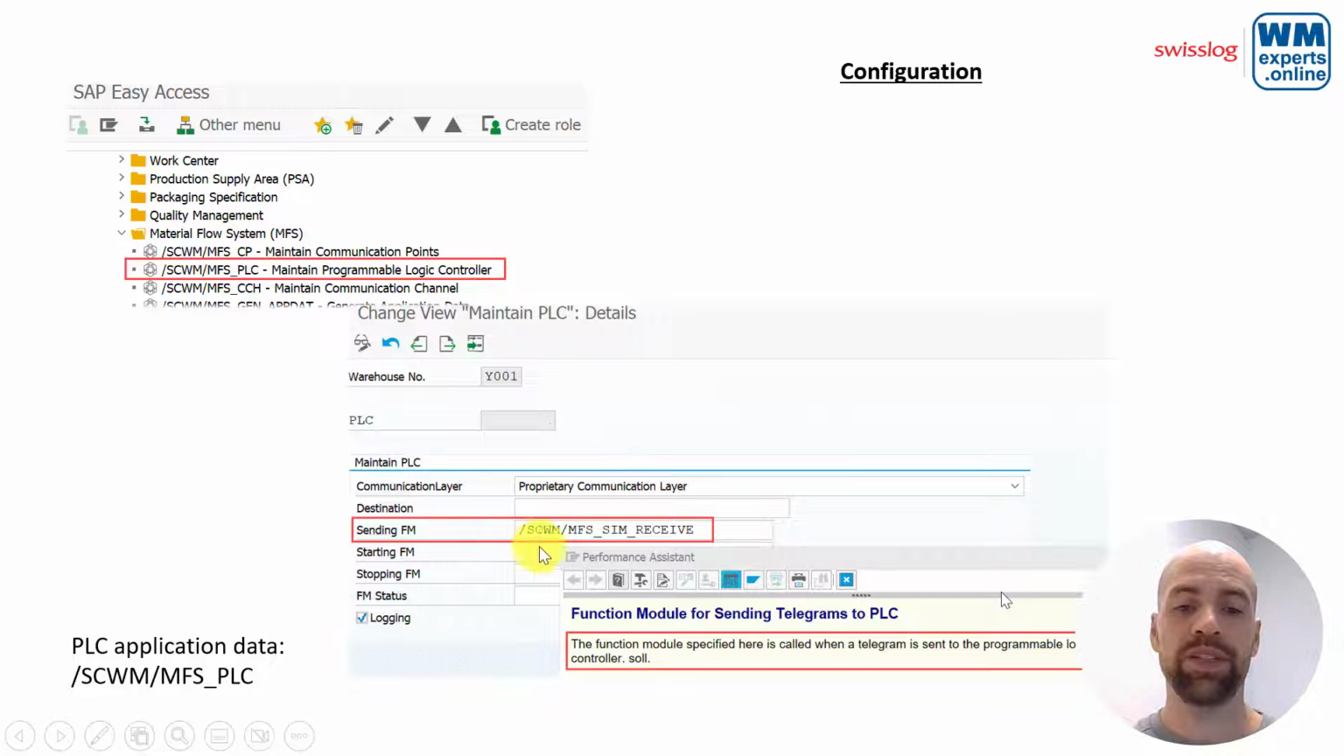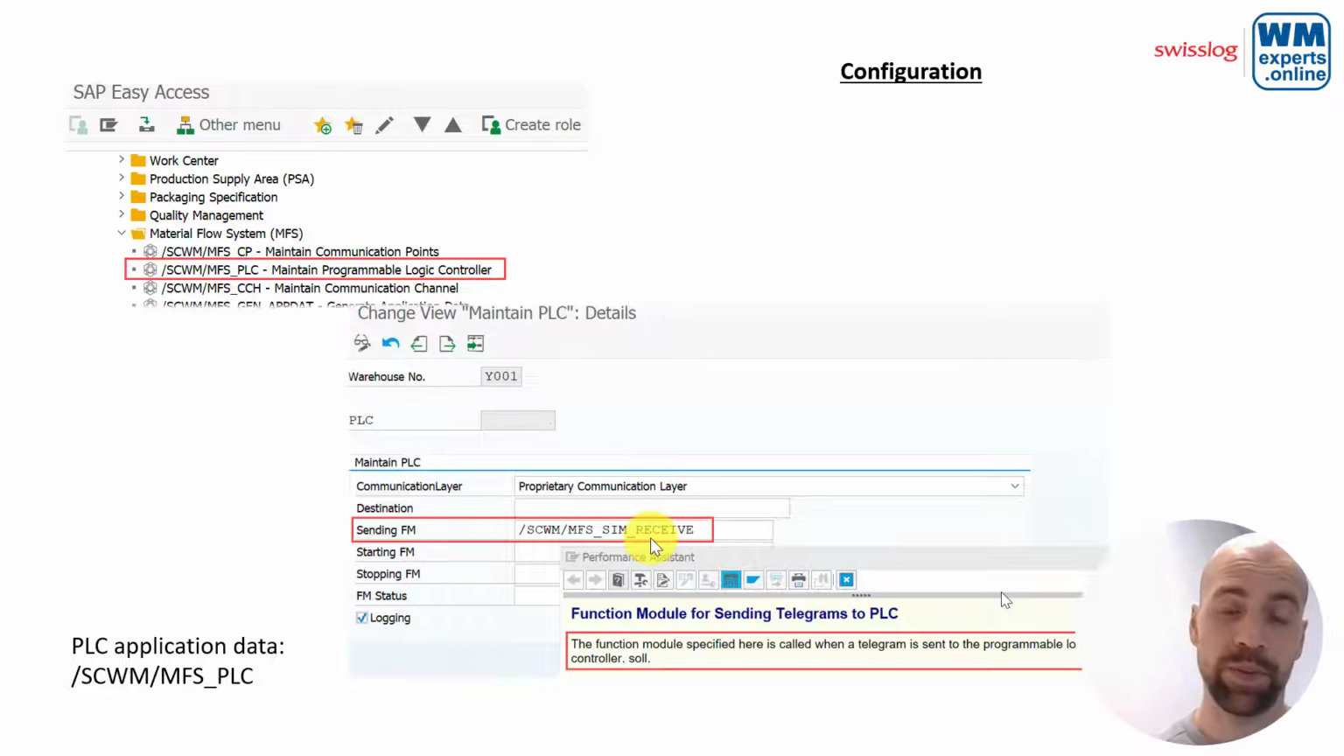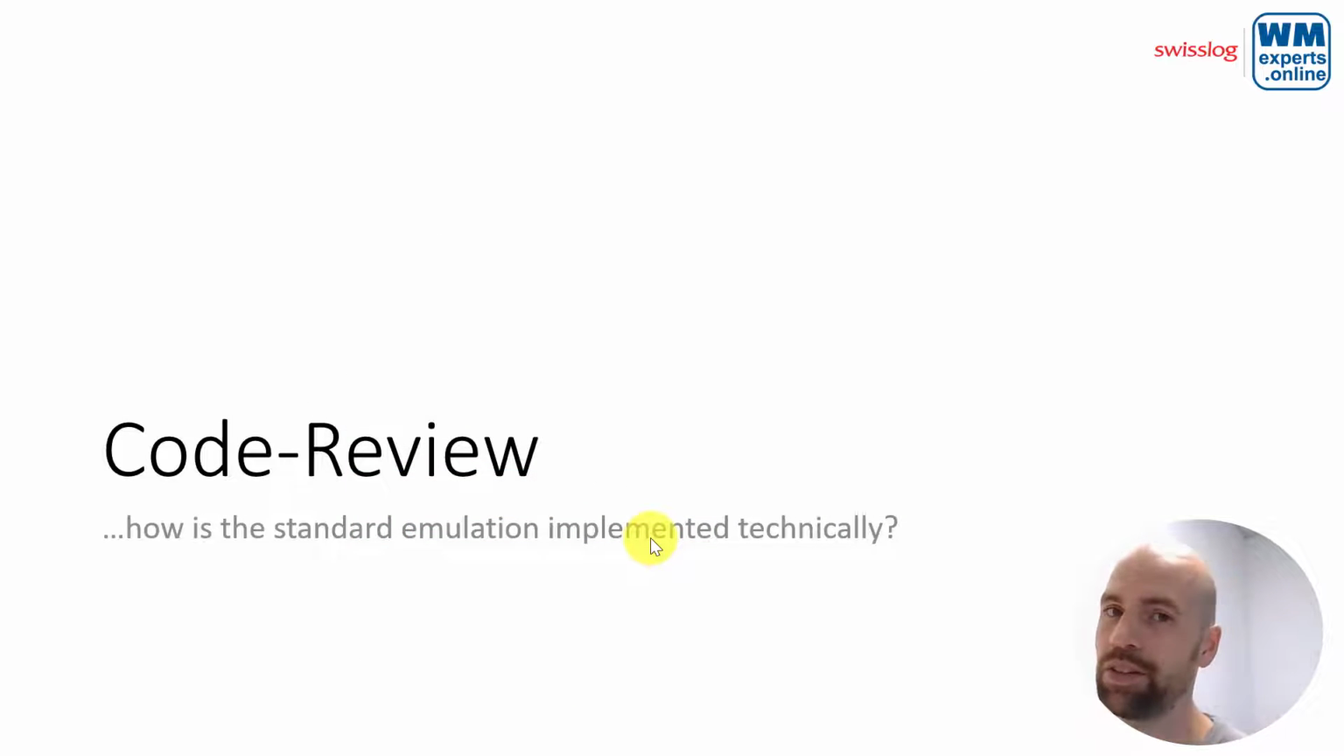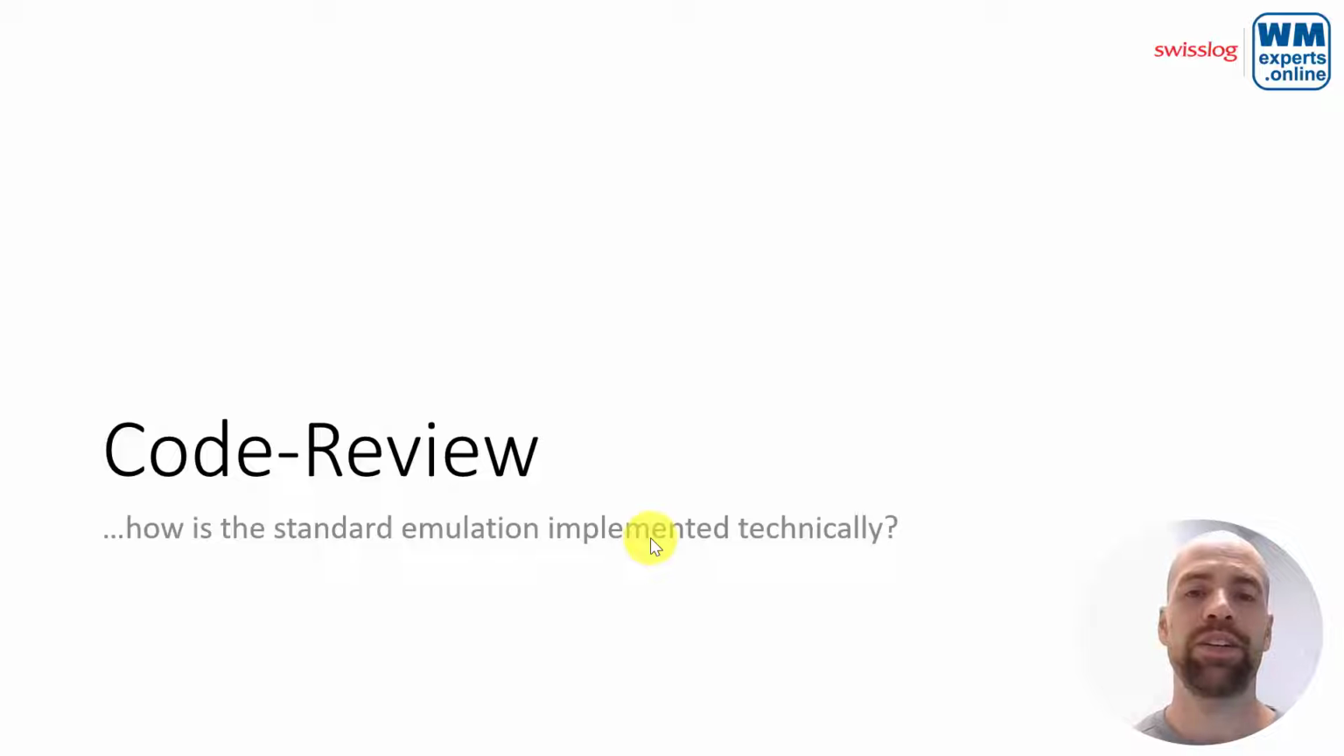And here you maintain MFS_sim_receive, the one function module that I showed you on the previous slide, which is responsible to receive the telegram instead of the subsystem. That's it in terms of configuration, really simple. No customizing needed, no complex tables to be filled, just this one function module to be maintained in the application data of the PLC. Next and last part of this video, code review of this function module.